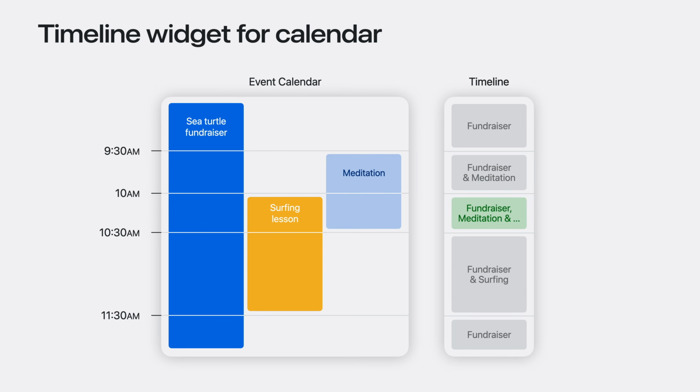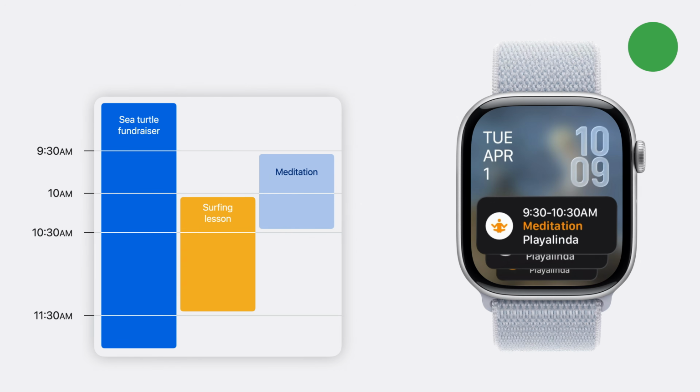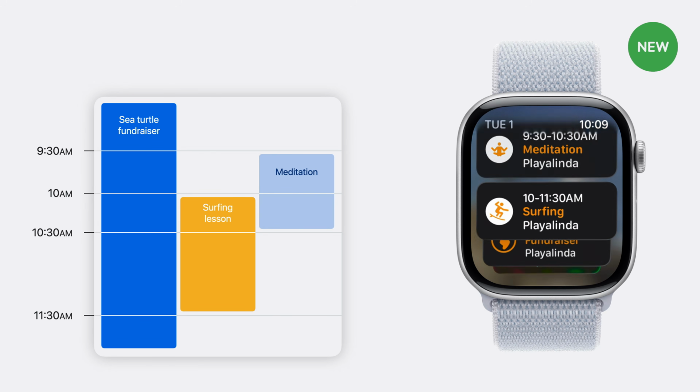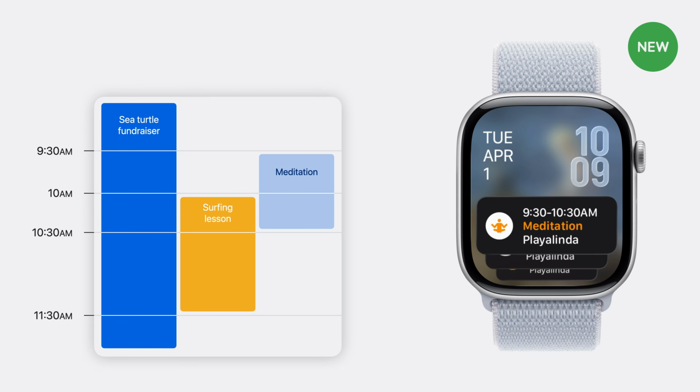But at 10 o'clock, there are 3 events. When I try to put all 3 events in the widget, the view is truncated. I need to pick which 2 events to display. A relevant widget addresses this challenge. When multiple events are relevant, like around 10 a.m., the system can suggest multiple cards in the Smart Stack, with 1 for each event. I'll go through how to create a relevant widget for the beach events.